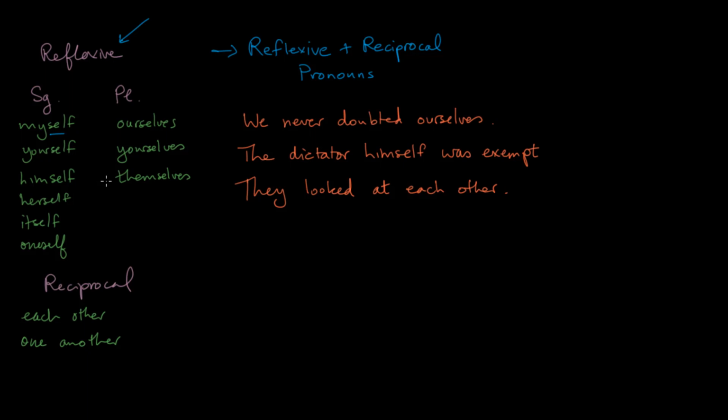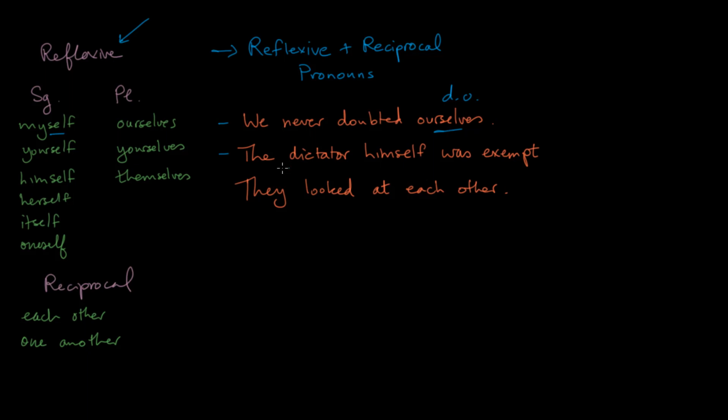As you can see here, we have the singular, we have the plural, but they pretty much all end in self. In our first two examples, we can see that these words can be used in different ways. So we never doubted ourselves. Here, ourselves is the direct object, right? So it functions a bit like a noun, but it is, of course, a pronoun. So we never doubted what?